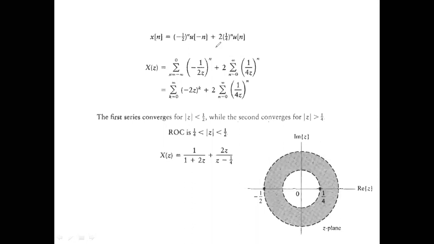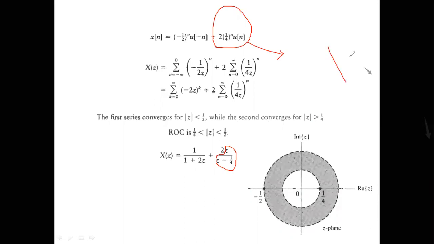Now see this particular problem here. Alpha to the power n into u of n gives you z divided by z minus alpha. Remember, alpha to the power n into u of n gives you z divided by z minus alpha, with ROC |z| greater than alpha. So here also it is the same. For the first signal, from the template, its Z transform is z divided by z minus alpha. The 2 was a constant, it simply gets multiplied here, outside the bracket.